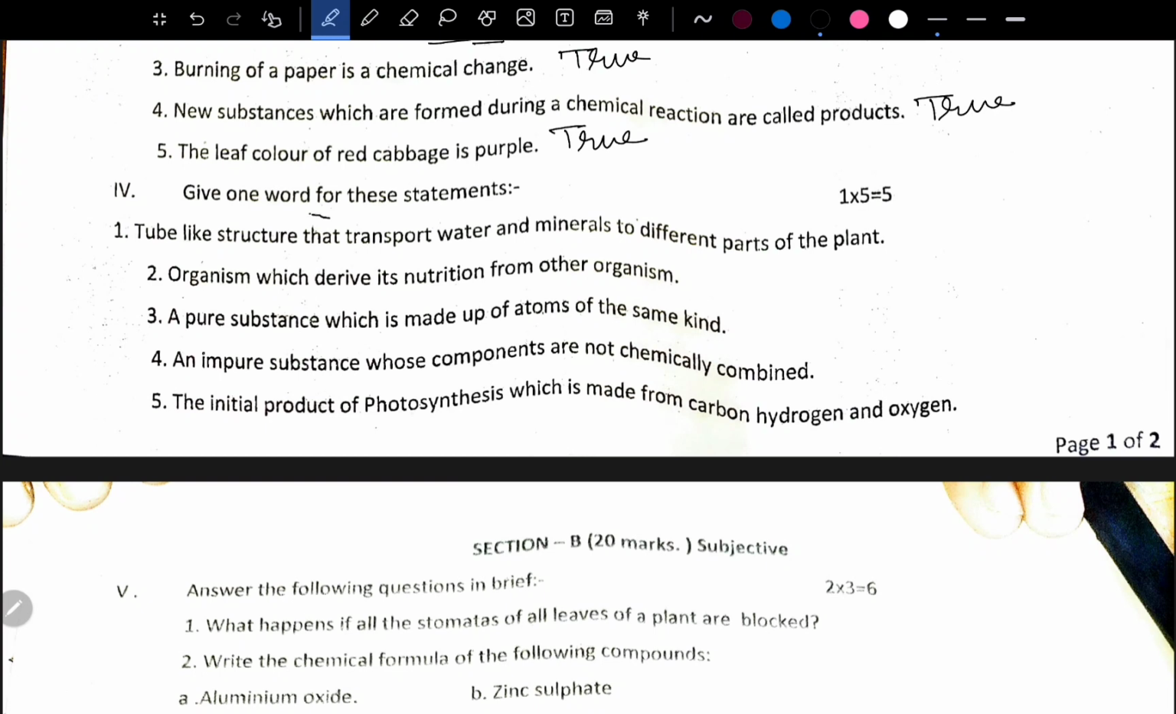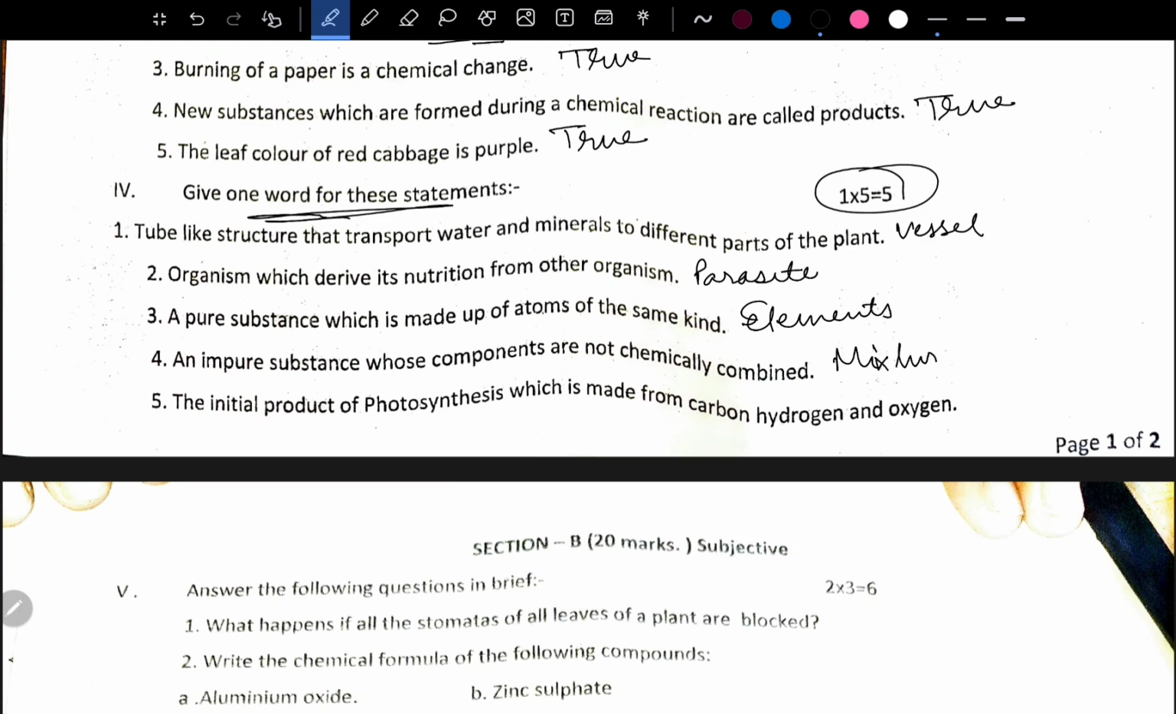Now answer in one word instead of 1 mark question. 1 into 5, that is each question is of 1 mark. Tube-like structure that transfer water and minerals to different parts of the plant is vessel. That is what we have studied right now. Organism which derives its nutrition from other organism, that is parasite. A pure substance which is made up of atoms of the same kind, element. Any impure substance whose components are not chemically combined is mixture. The initial product of photosynthesis which is made from carbon, hydrogen and oxygen, that is glucose.